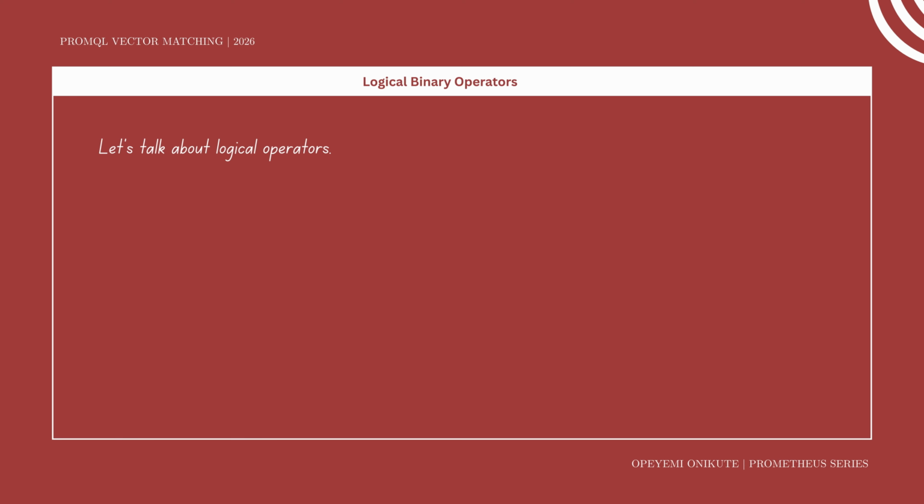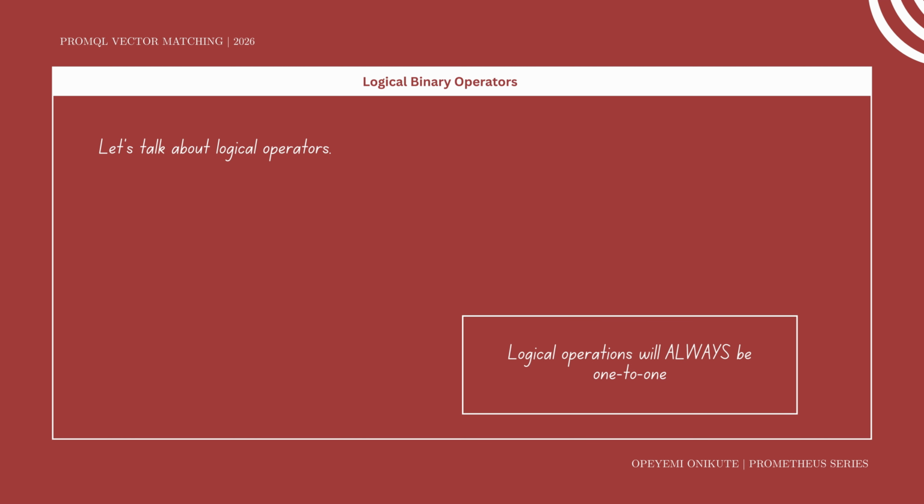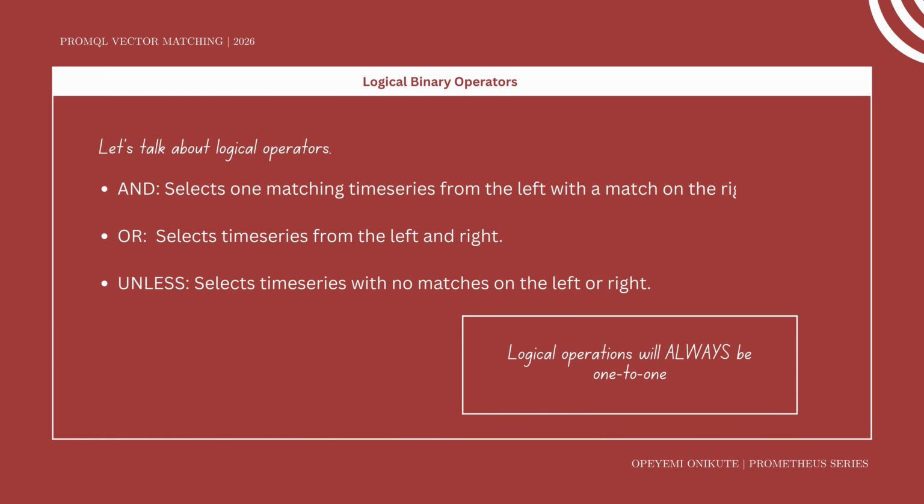The last type of operation should be easy to understand. PromQL also supports logical operations like AND, OR, and UNLESS. These operations will always be one-to-one, so no need to worry about group lefts. The caveat is understanding how the operation works. The AND operator selects a time series from the left with at least one match on the right, while the OR operator attempts to select time series from the left and right. The UNLESS operator, on the other hand, will select time series that do not match anything.